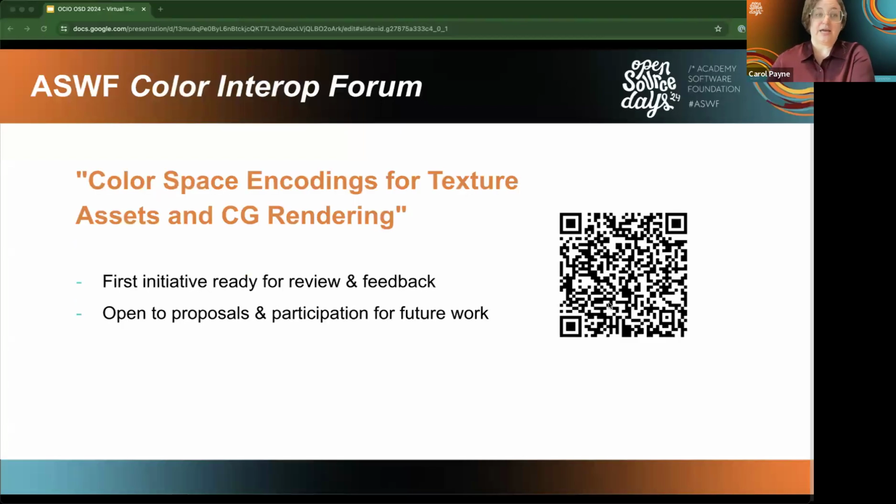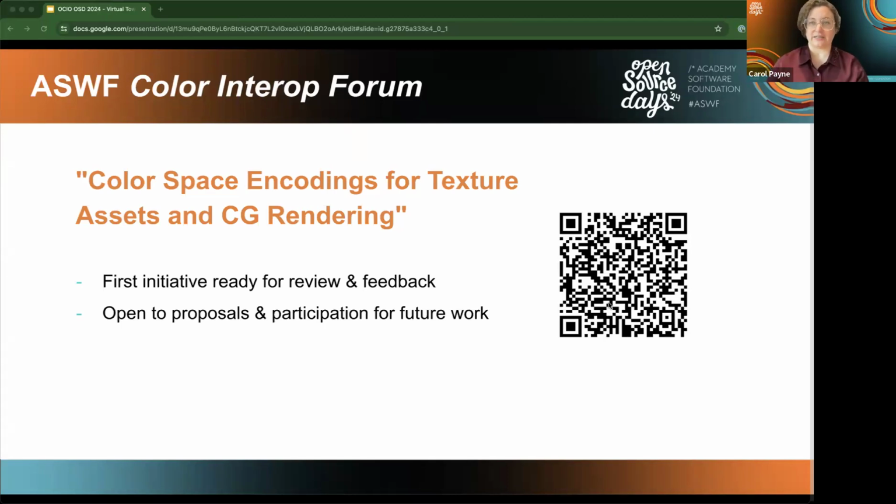We've been working on our first initiative, which is a standardization of color space encodings for texture assets and CG rendering. I know that is a mouthful, but you've probably seen rumblings of this in lots of different Slack channels: folks needing a way to know that when they say Rec 709 linear, it is named the same, defined the same, called the same, and used the same across multiple different places and things. Interoperability.